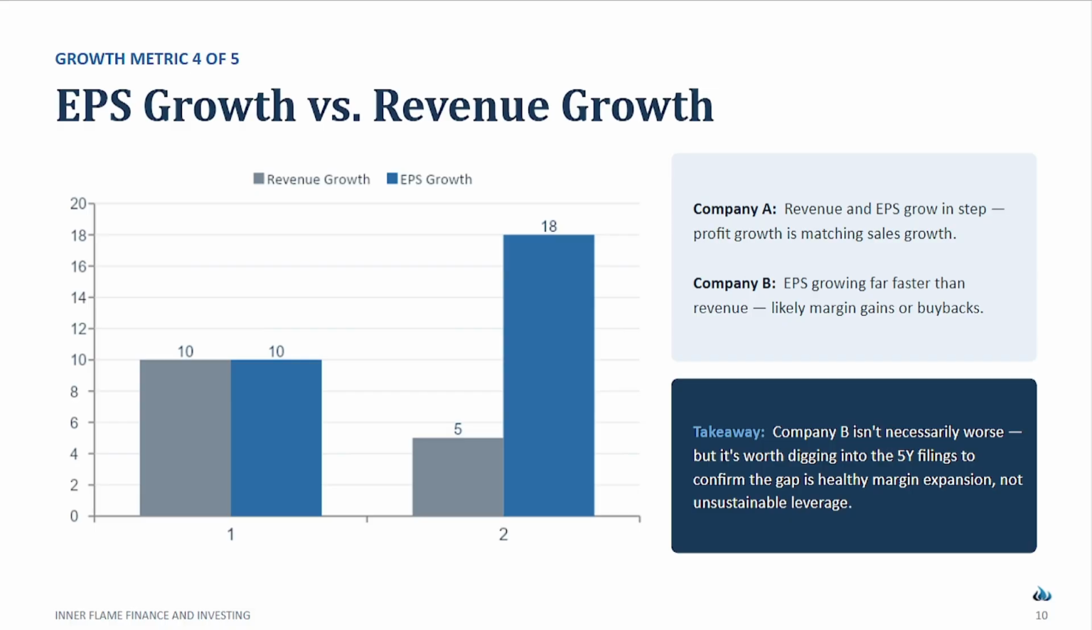This is something that we certainly take into consideration when we are analyzing different companies. So the key takeaway here is that Company B is not necessarily worse, but it does raise some red flags, and we do want to dig in a little bit deeper, look at their filings, look at their financial health, make sure that that is actually healthy margin expansion, not just unsustainable leverage.